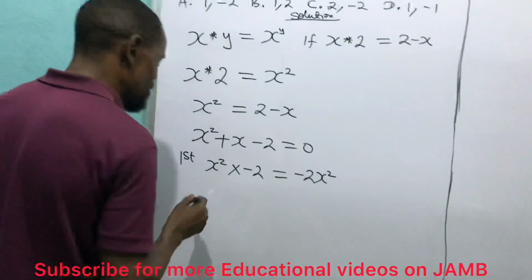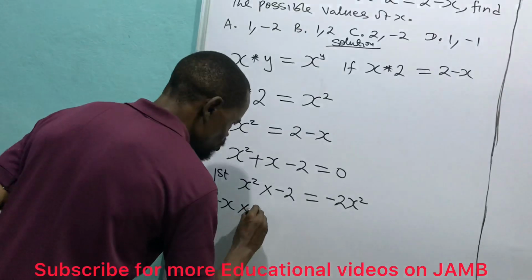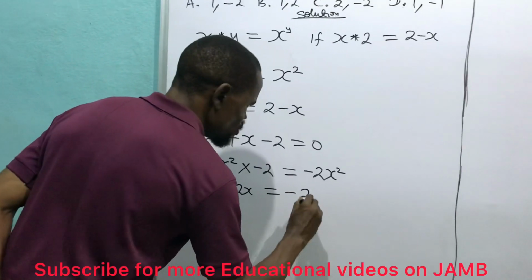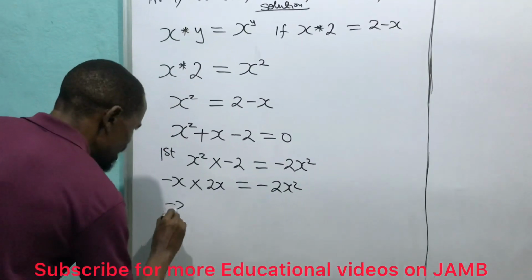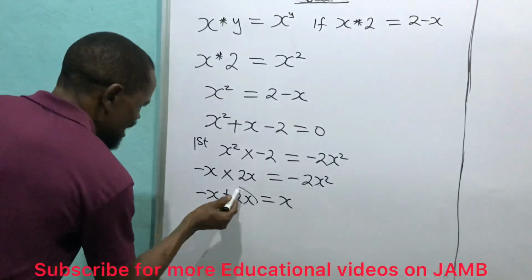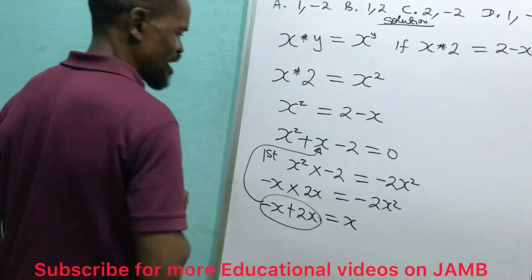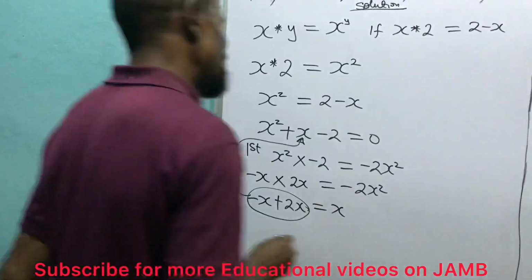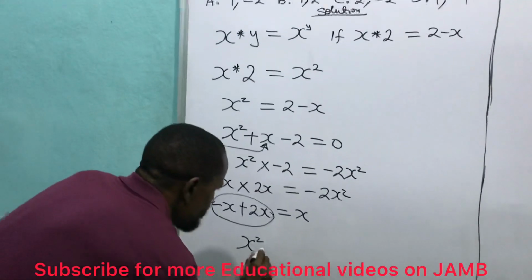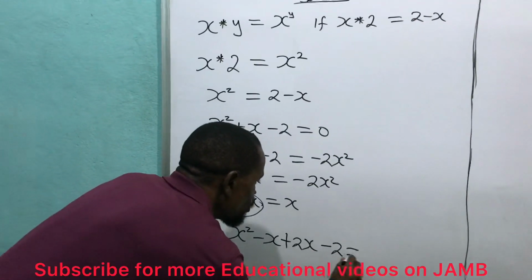I can now say the values are minus x times 2x. Minus x times 2x will give me minus 2x squared, and minus x plus 2x, the answer will be x. That implies that I can use these values to substitute for this here. My equation becomes x squared minus x plus 2x minus 2 equals 0.